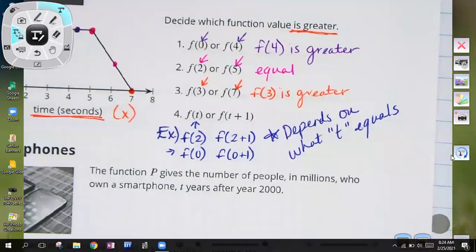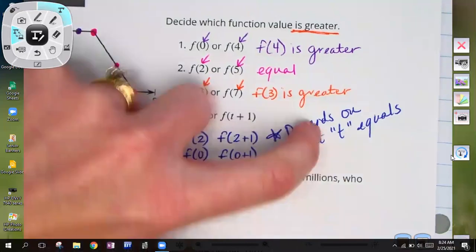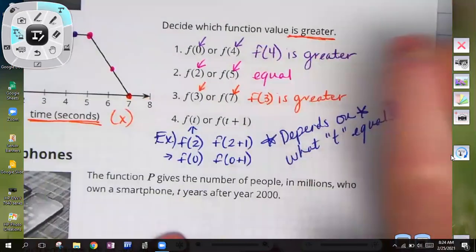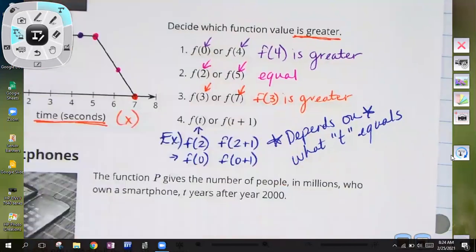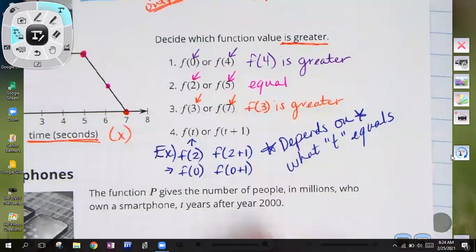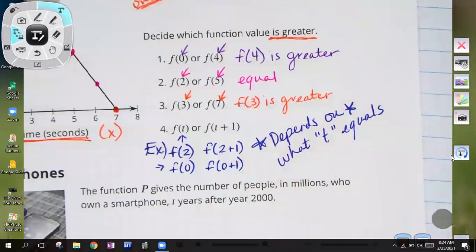Okay, you can't say F of T is always greater, or F of T plus 1 is always greater, because it's going to depend on what you make T equal. So write that down. You can just write: depends on what T equals. Did you get that written down? Just write it down. I'm literally telling y'all what to write down, so everyone should be writing it.